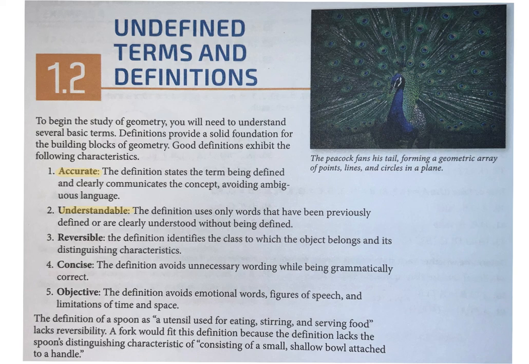Reversible. What does this mean, reversible? The definition identifies the class to which the object belongs and its distinguishing characteristics. So if I said, and they give it down here, a spoon is a utensil you eat with. I cannot reverse that and say the only utensil you eat with is a spoon, because I can give you the example of a fork. So that's not reversible, meaning that I can give you other examples that are not a spoon that fit the description you gave me. If I can give you other examples that fit the description you gave me, you weren't clear enough, all right? You have to be more clear.